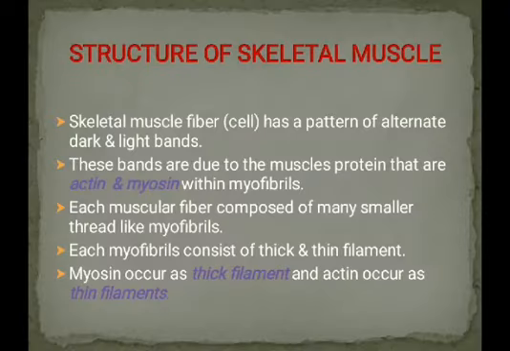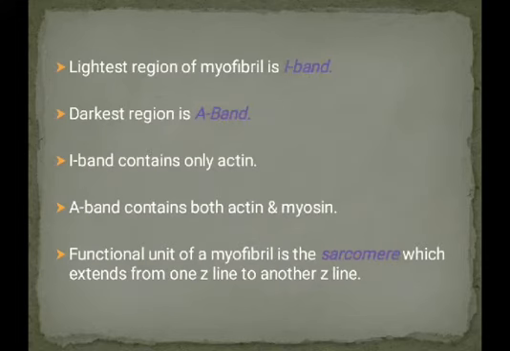Next is the structure of skeletal muscles. Skeletal muscle fiber has a pattern of alternate dark and light bands. Now the question arises how these bands are formed. The answer is that these bands are due to the muscle proteins actin and myosin within the myofibrils. What are myofibrils? Myofibrils are many smaller thread-like structures of the muscle fiber. Each myofibril consists of thick and thin filaments. Myosin occurs as a thick filament and actin occurs as a thin filament.